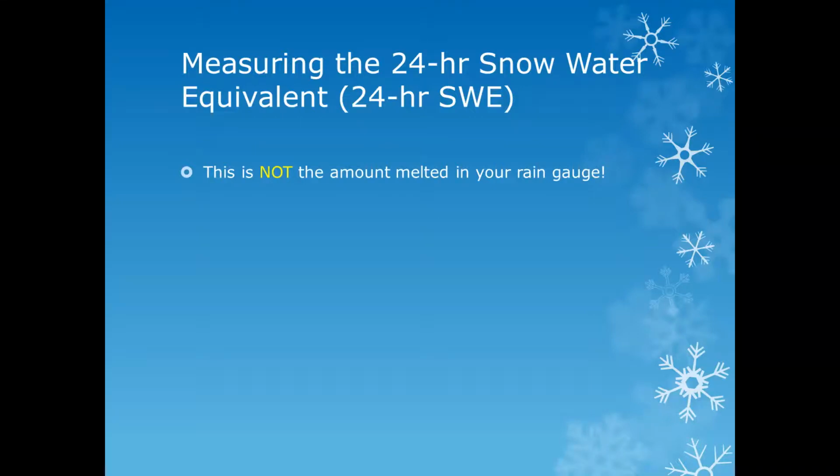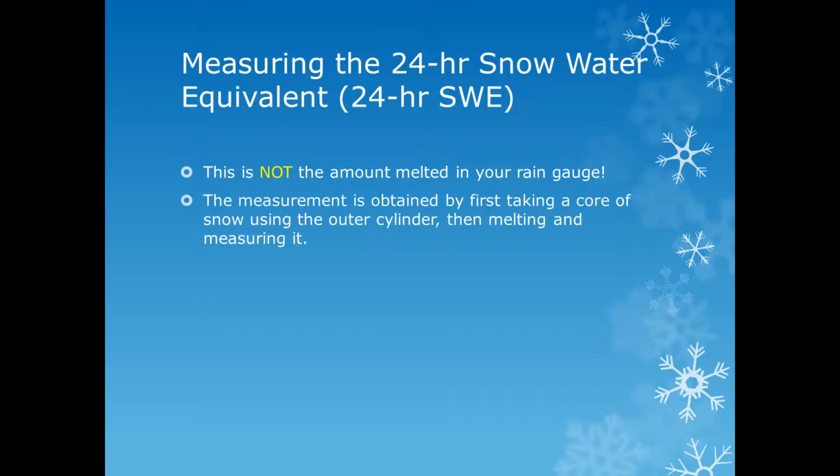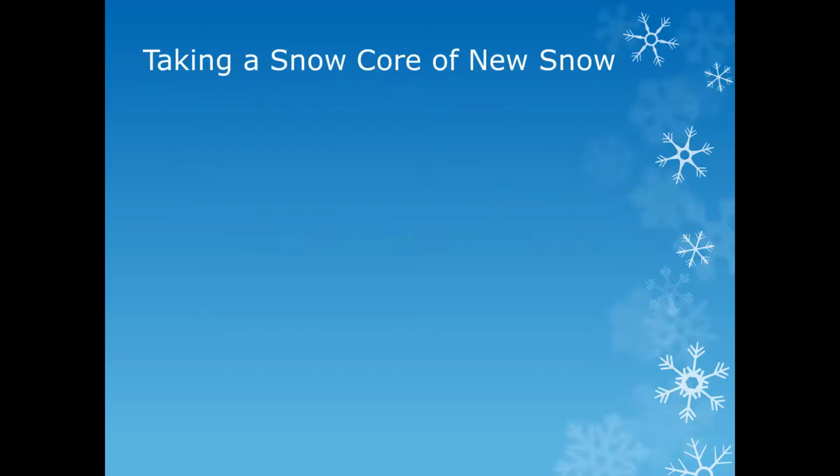separate measurement from the gauge catch. If you don't take that core, you have not measured SWE, and you should not enter anything in that field. It's always obtained by taking a core of snow and then melting and measuring it. And the thing to remember about this is very often what you get from a core will not be what you got from the rain gauge.